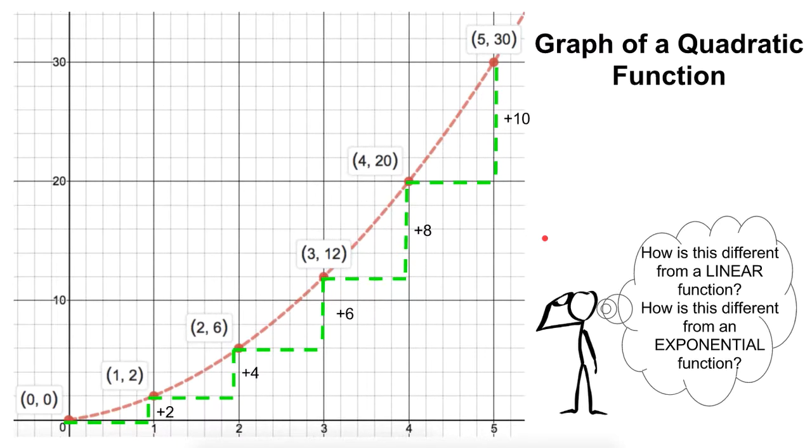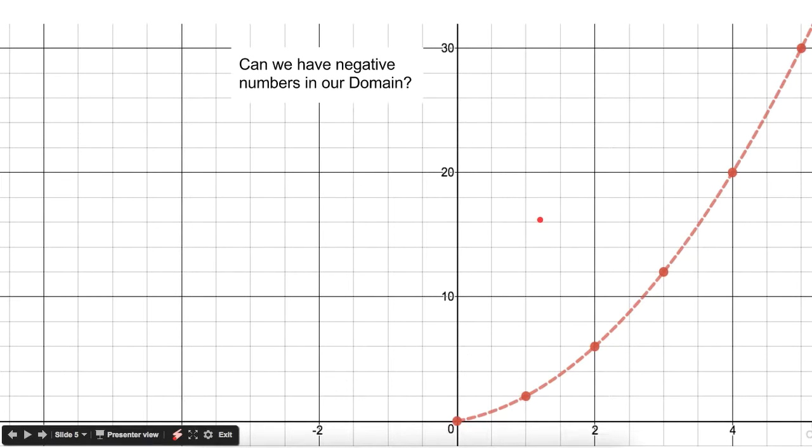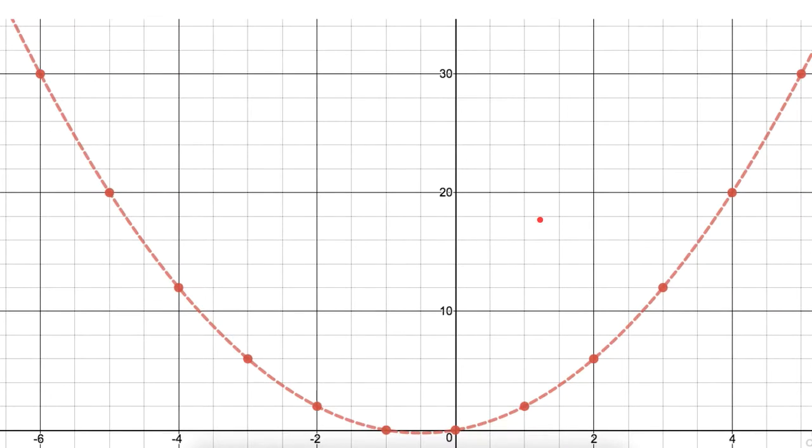But let's go back and think about what I said before. The domain here was never restricted, so this isn't even a complete picture of our graph. So far we have this over here, but what about negative values? Can we have negative numbers in our domain? Absolutely. Our domain was not restricted in any way. So if we put in the negatives, there they are over there. I also have a dashed line here, or a dashed curve. But that means that there are no points in between.